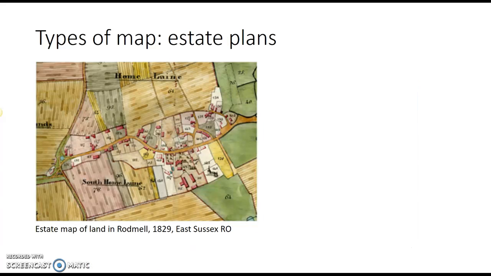Another type of map is an estate plan, so drawn up by big landowners who want to track the amount of land they've got and who their tenants are. And so obviously this is based on private estates, and often you'll find them in record offices in the estate records of aristocratic landowners.